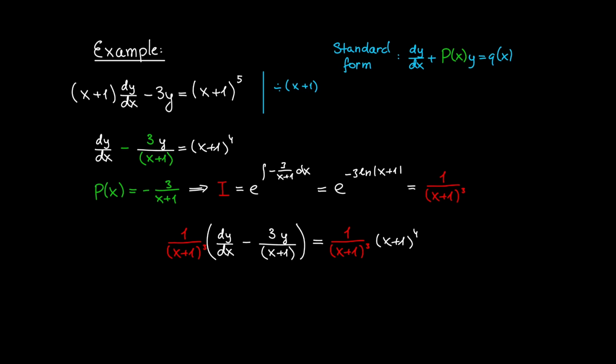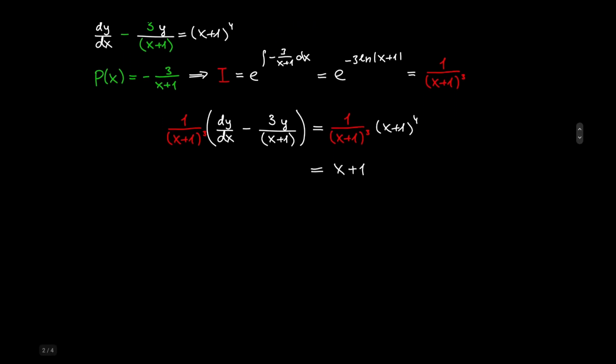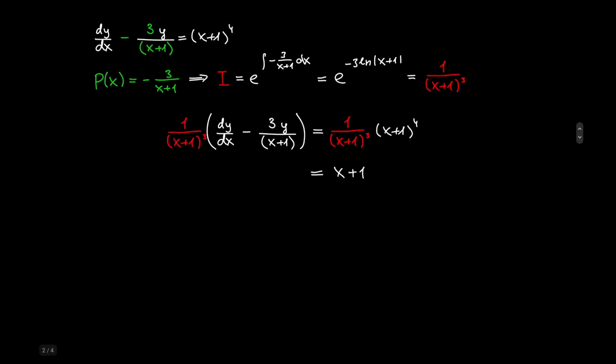This means that now I need to multiply the differential equation in standard form by our integrating factor. This is actually quite nice because on the right-hand side, the powers cancel out and all we have left is x plus 1. On the left-hand side, however, we can open the parentheses and some things might also cancel out. So what we get is 1 over x plus 1 to the power of 3 dy dx minus 3 over x plus 1 to the power of 4 times y equals x plus 1.